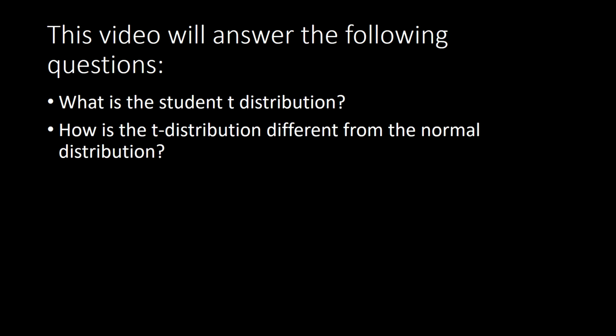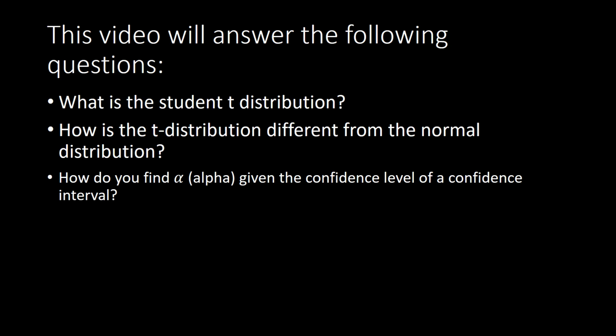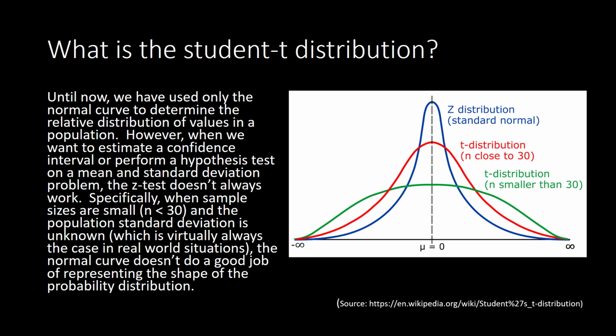This video will answer the following questions. What is the student t distribution? How is the student t distribution different from the normal distribution? How do you find alpha given the confidence level of a confidence interval? What is t of alpha over 2, and how do you find t of alpha over 2?